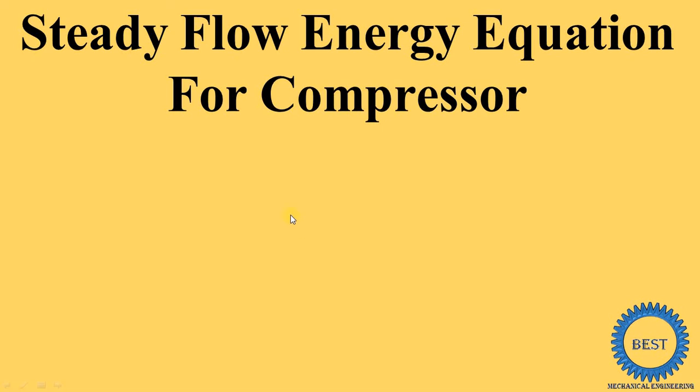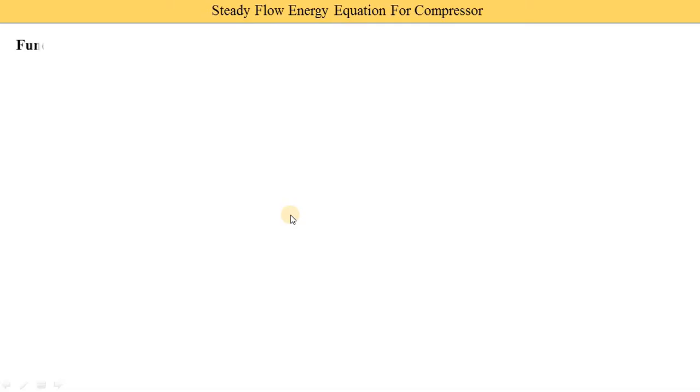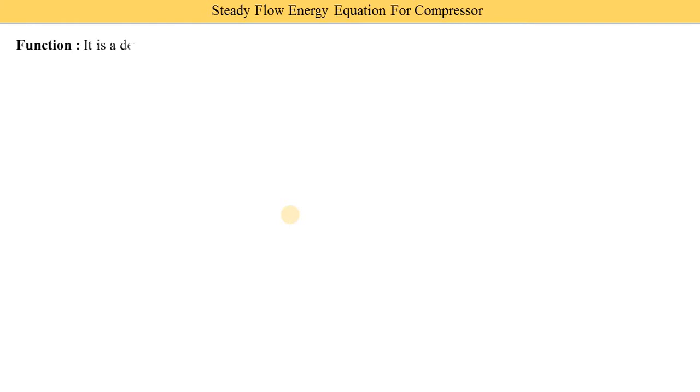In this video, we derive the steady flow energy equations for a compressor. First, we understand what the functions of compressors are. Then we derive the steady flow energy equations for the two types of compressor, that is the centrifugal compressor and the reciprocating compressor. A compressor is a device used to increase the pressure of air or a gas.